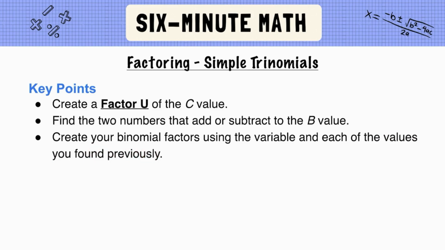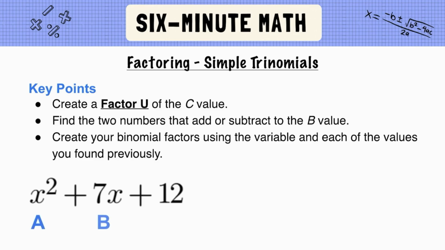So let's check out an example here. We're going to factor x squared plus 7x plus 12, and we're going to create our factor use for that c value. Which one is that c value? Well, we have our a, b, and c, and that c value is 12. Our factor use for 12 looks as such.